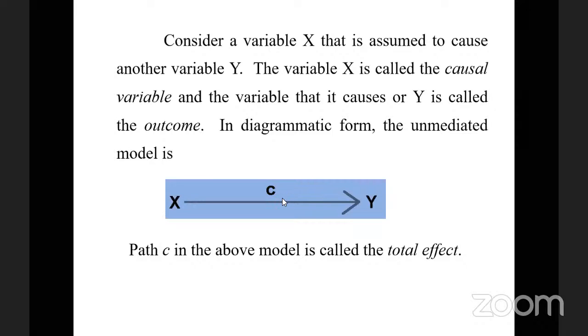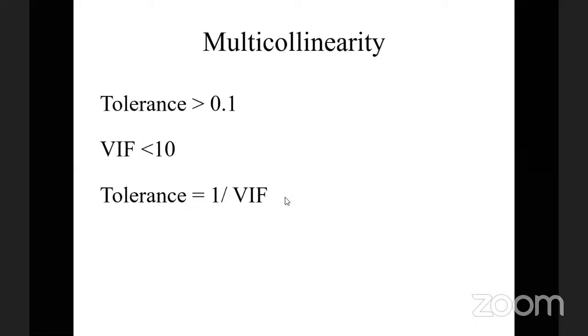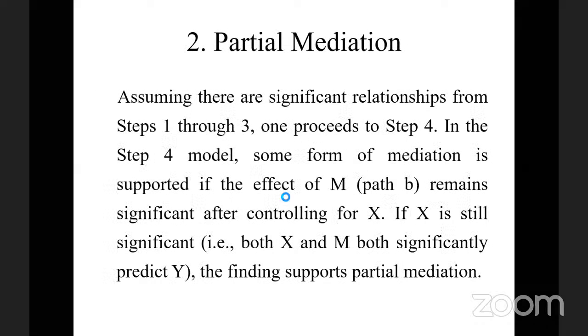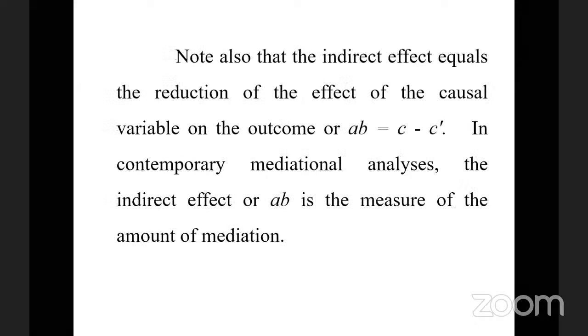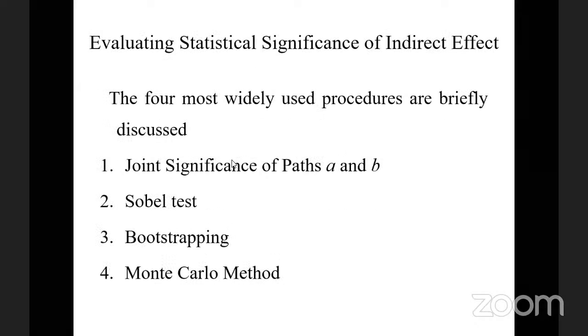Now there are four types of criteria to find the indirect effect: joint significance of paths A and B, the Sobel test, bootstrapping, and the Monte Carlo method. We will focus on the Sobel test because the other tests are performed by other statistical software.